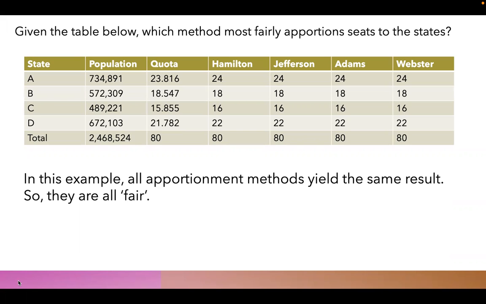Now, sometimes the methods are going to be off just a little, right? You might have one seat go to a different state, but they should all be fairly close because they're all starting with the same standard quota. So just keep that in mind. But when you do all 4 methods and they all come out the same, then you realize it doesn't really matter which one you use because ultimately you get the same answer.